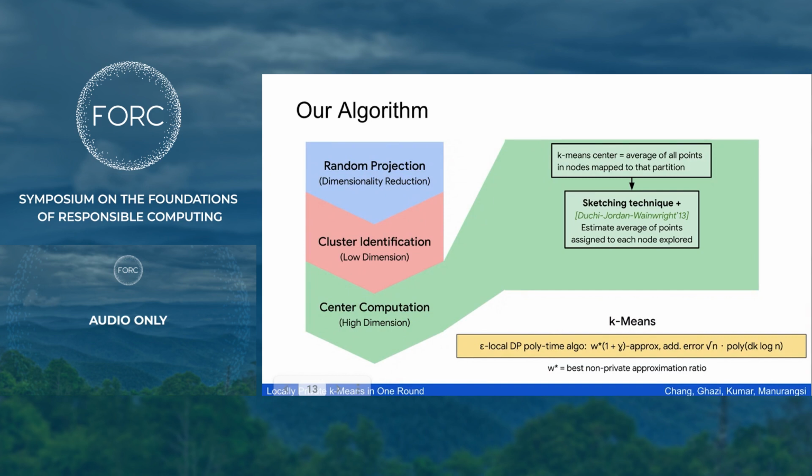This means that we can once again use the sketching technique to overcome the aforementioned problem, specifically using sketching together with a local DP algorithm by Duchi et al. to compute the sum of vectors. We can once again compute the estimated average of points assigned to each node explored in the net tree. Once we have this, the estimated cluster center is simply the weighted average of this average. And that's it. That's basically all the main ideas in our algorithm.